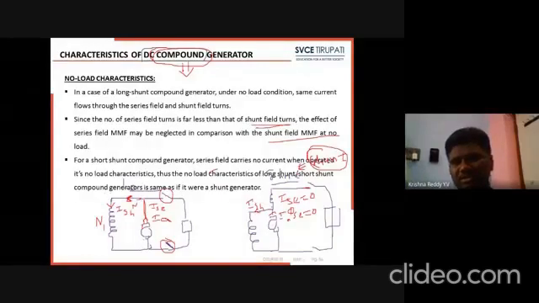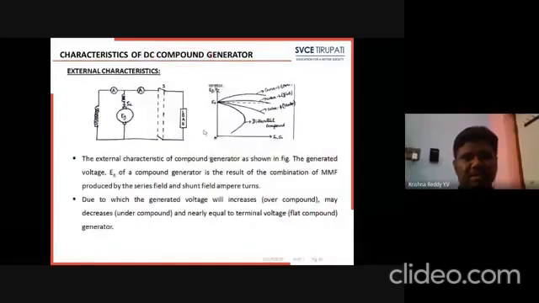Before closing the switch, the current flowing through the series field winding is 0 in the case of the short shunt compound generator. That's why the short shunt compound generator is also treated as a DC shunt generator. Open circuit characteristics of the compound generator are similar to the open circuit characteristics of the DC shunt generator. The next one is external characteristics.